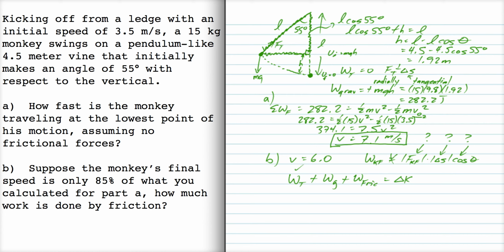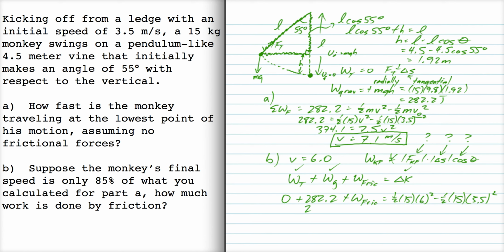And we know the work done by tension, we know the work done by gravity, and we know delta K in this case. Right? The work done by tension is still 0. The work done by gravity is still 282.2. And the change in kinetic energy can be calculated because the final kinetic energy depends on 6 squared, and the initial kinetic energy depends on 3.5 squared.